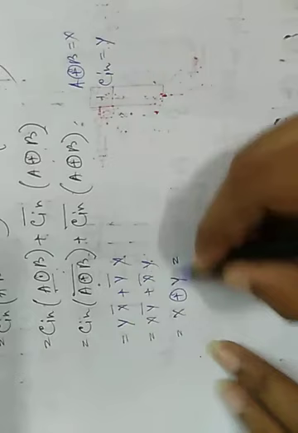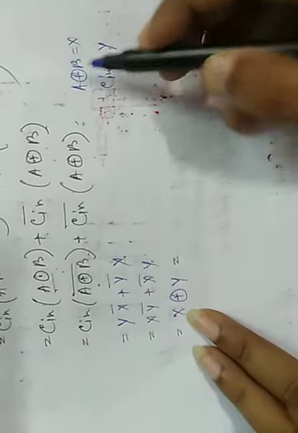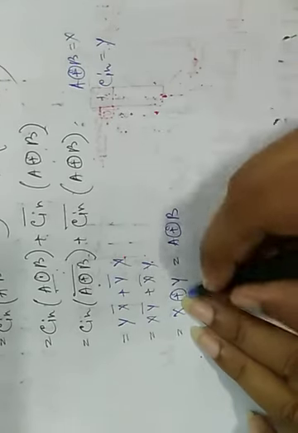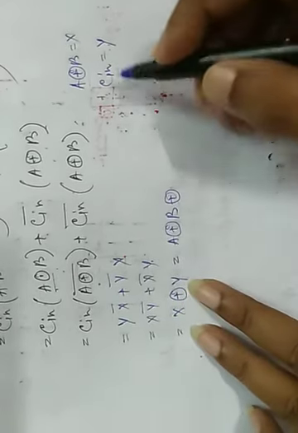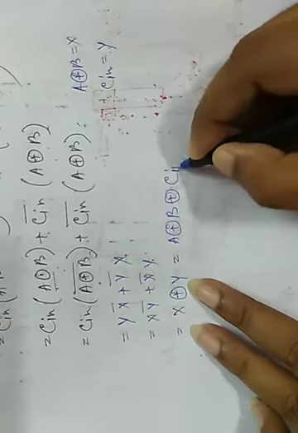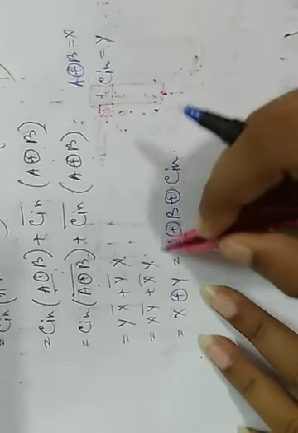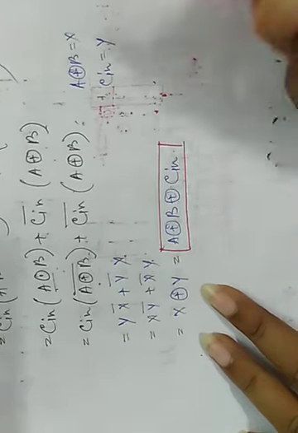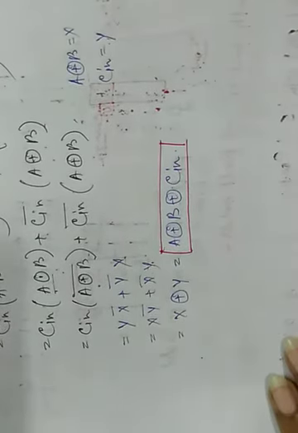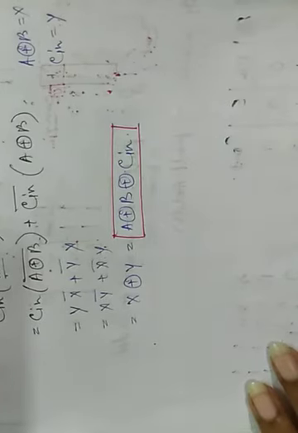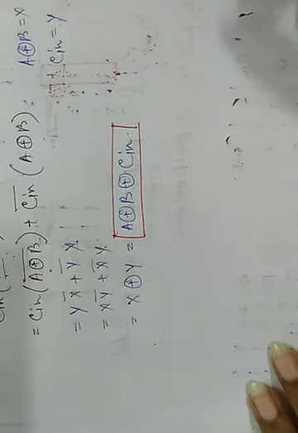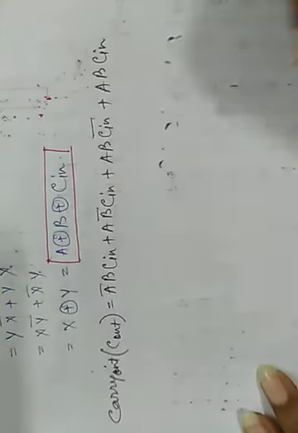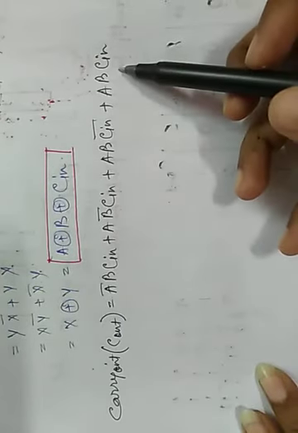Okay, so we can write A plus B complement, A XOR B, XOR C in. This is the expression of the sum part of the full adder. Clear? Now let us see the expression of carry of full adder. So this is our carry out expression.